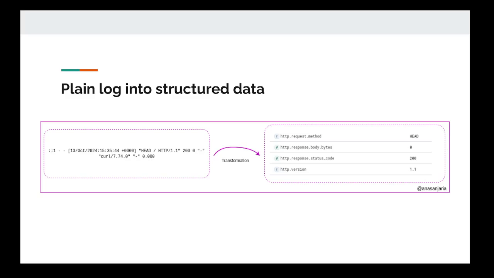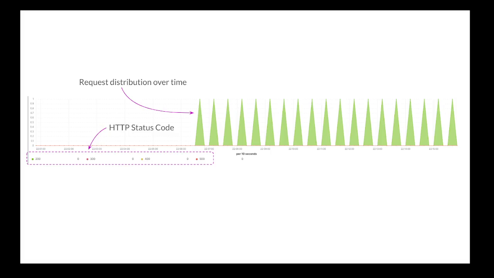The core idea here is that we will be transforming plain Nginx logs into a structure. When we have structured data, it's very easy to reason about it. For example, we can easily plot a graph which helps us see whether the system is healthy or unhealthy. Here you can see we have our request distribution over time, broken down by HTTP status code. I will show you how we can plot this graph in this particular lecture.